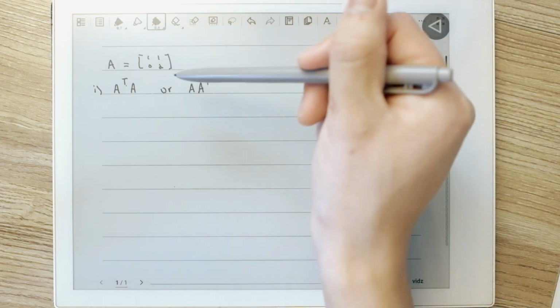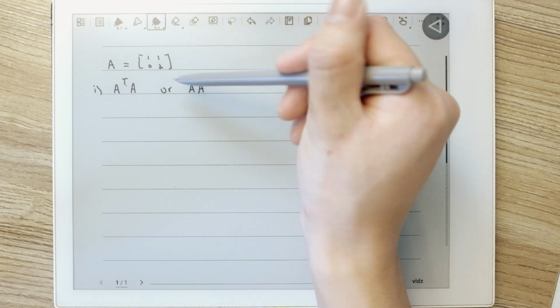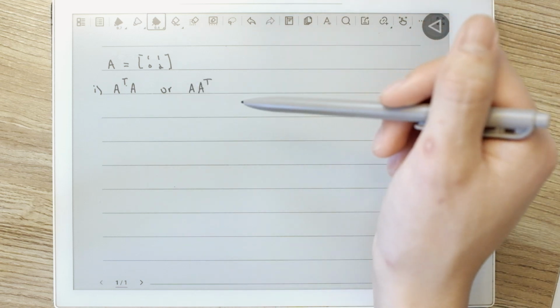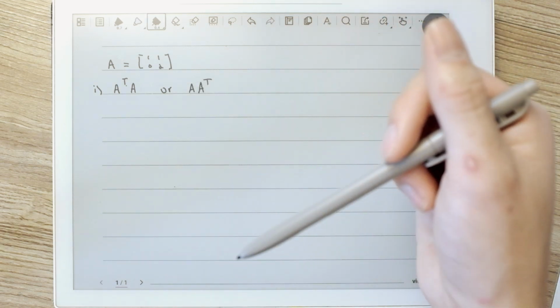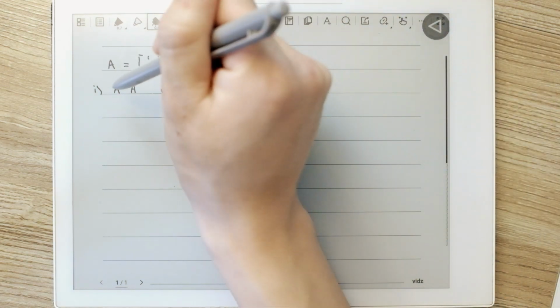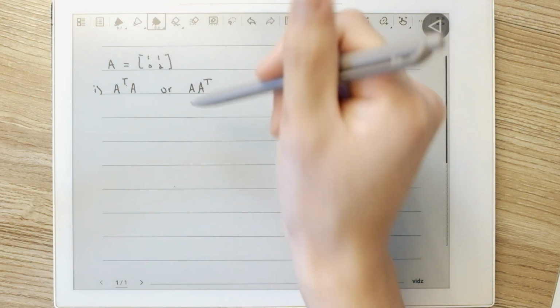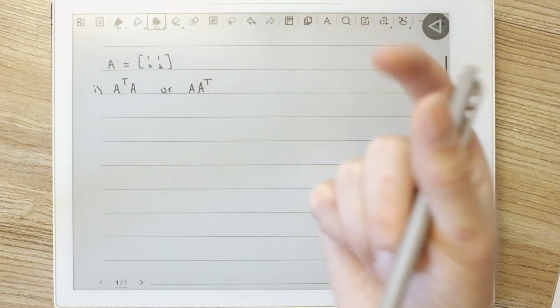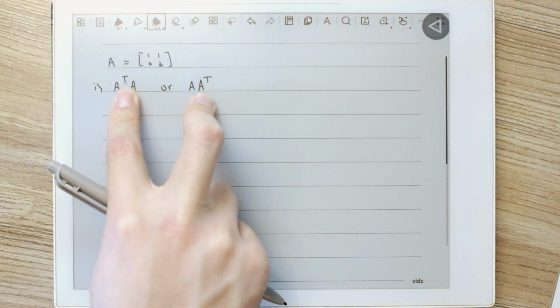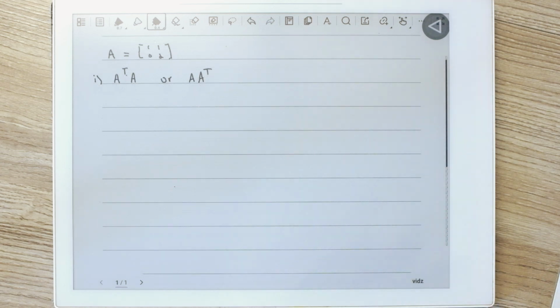In our case here, since our matrix is 2 by 2, it doesn't make that big a difference which one we choose, but in following examples, depending on the size of our matrix, the resulting matrix A transpose A or A A transpose will have different sizes. So these two matrices will be of different sizes, and the smaller one would generally be an easier matrix with which we could do our computation. So this is the first step. We want to find this.